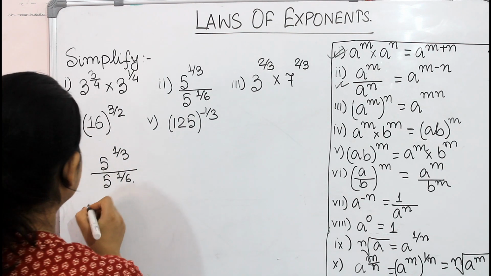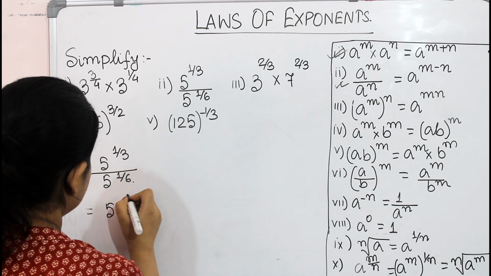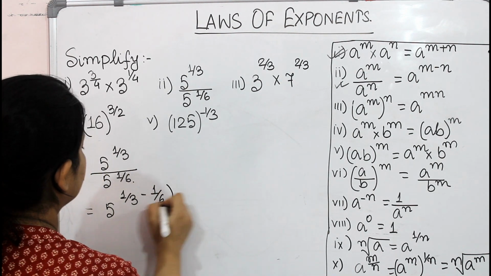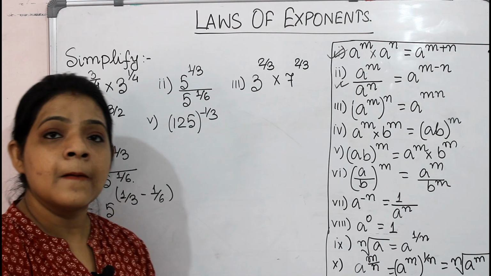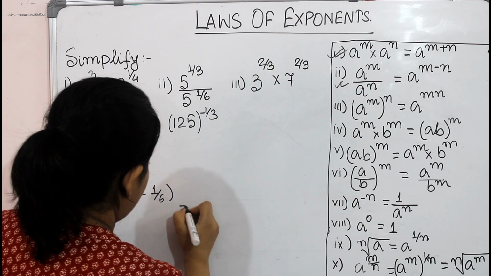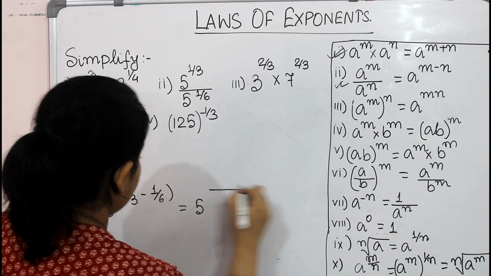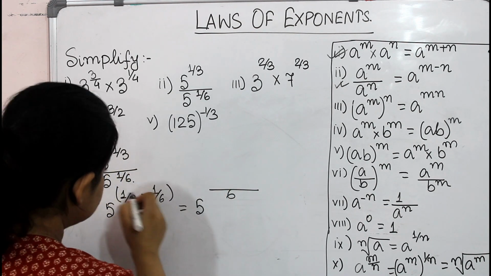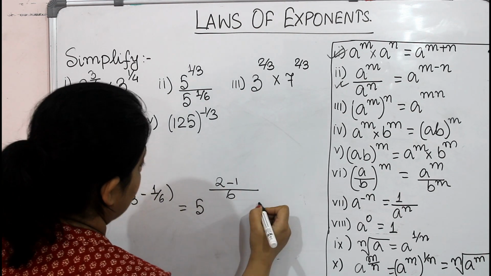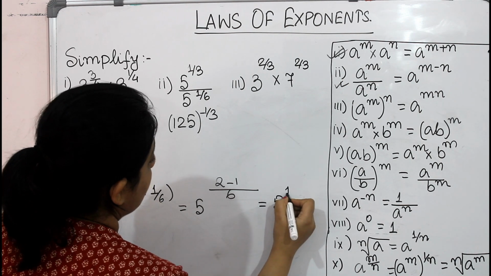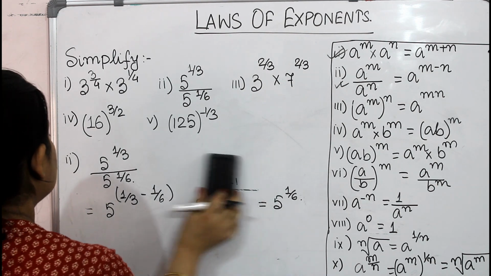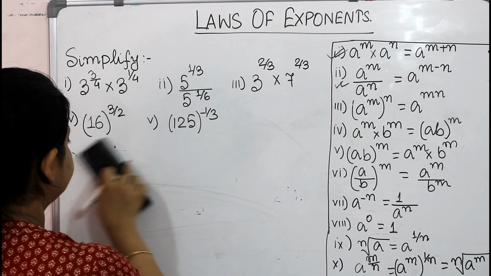So here we have 5 to the power of 1 by 3 minus 1 by 6, which means we are subtracting the powers. So 5 to the power of, the denominators are 3 and 6, LCM is 6. So 3 twos are 6, 2 minus 1, that is 5 to the power of 1 by 6 is the answer.